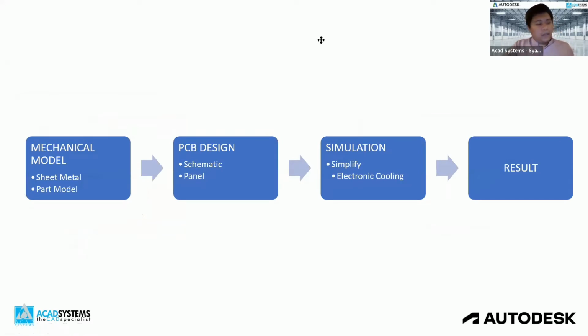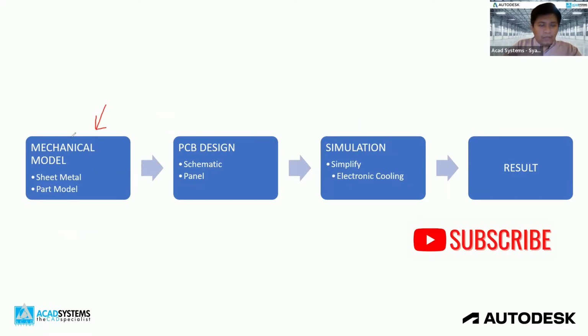So this will be the workflow for creating our electronic cooling simulation. First thing first, we need to do mechanical modeling. I believe everyone who already uses Fusion 360 is familiar with this. You can do sheet metal, and you can also do part modeling: extrude, revolve, sweep, and loft. After you are done with your base and you want to create a board, that will be the area we need to focus on, your PCB design. Go with the schematic and transfer to the PCB, and also the panel.